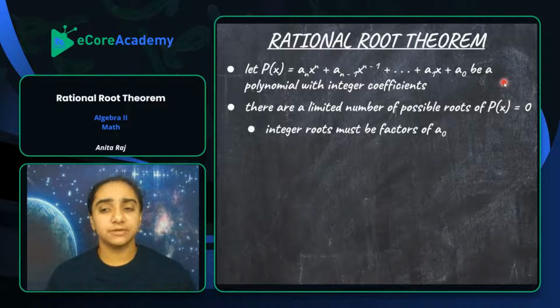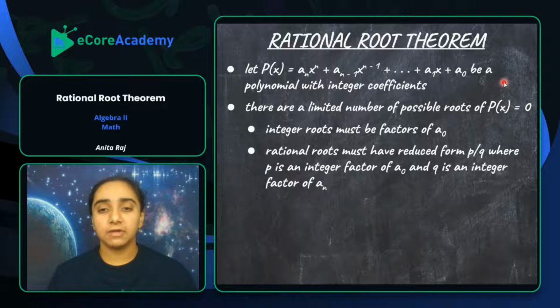These integer roots must be factors of a subscript 0, and the rational roots must have reduced form p over q, where p is an integer factor of a subscript 0, and q is an integer factor of a subscript n. So what does this mean?